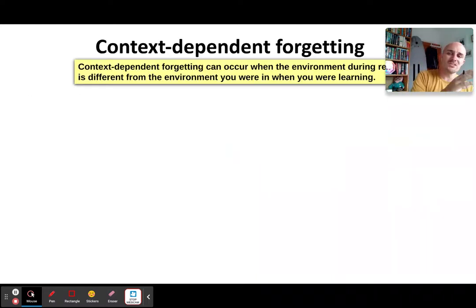The other side to this is context-dependent forgetting. This is the external environment, right? This is the external, and it's basically the same thing as state, only this time it's external. You're in a different environment.